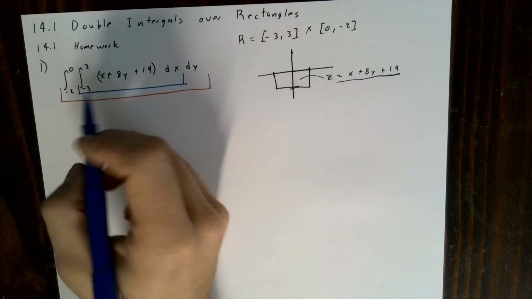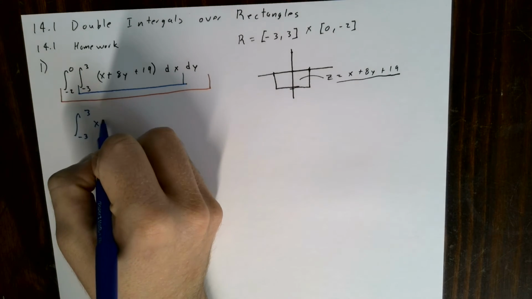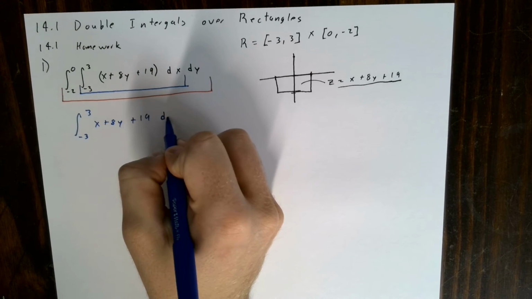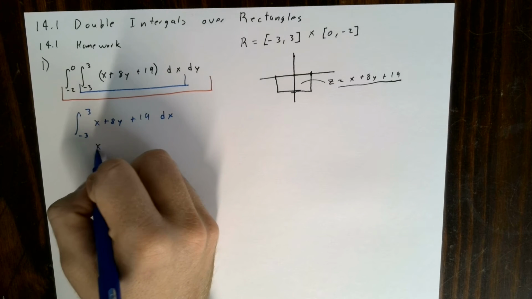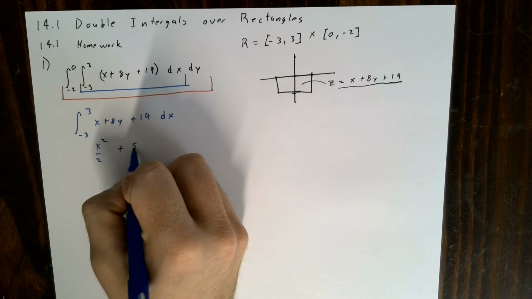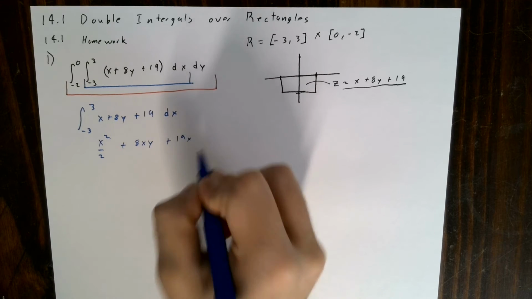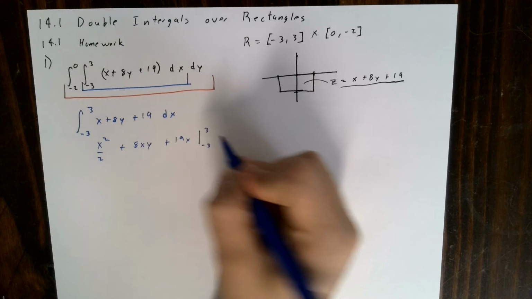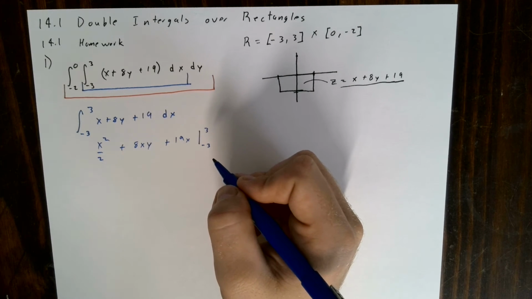So starting off with the blue, we have the integral of -3 to 3 of x plus 8y plus 19 dx. We're just going to treat y as a constant here. We're going to get x squared over 2 plus 8xy plus 19x. Just basic integration rules apply. Taken from -3 to 3. And then we just plug in.